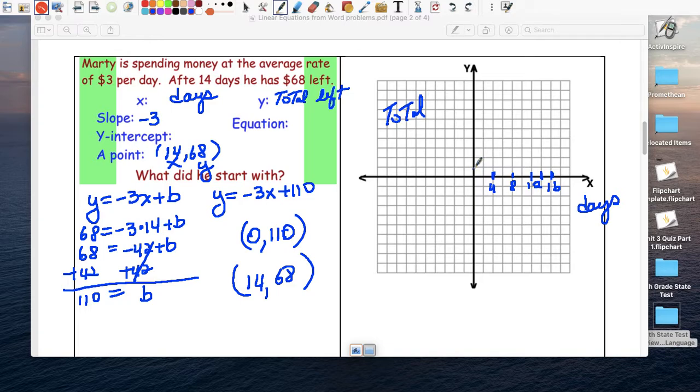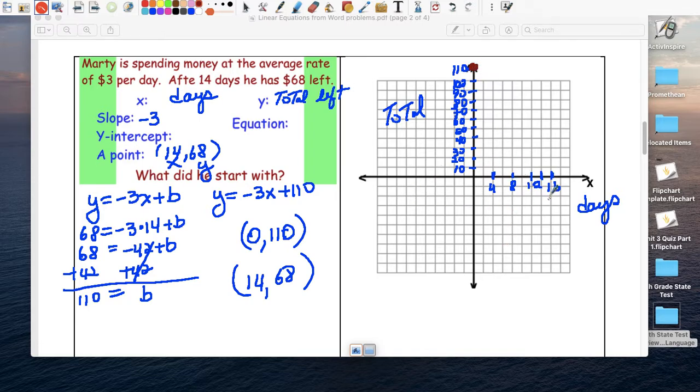You know what? Let's go by tens: 10, 20, 30, 40, 50, 60, 70, 80, 90, 100, and let's add one more line. I don't have to write all of them, but I will just to show you that every line, we're going by tens: 60, 70, 80, 90, 100, and 110. I know that he started at 110, and I'll put a dot there.